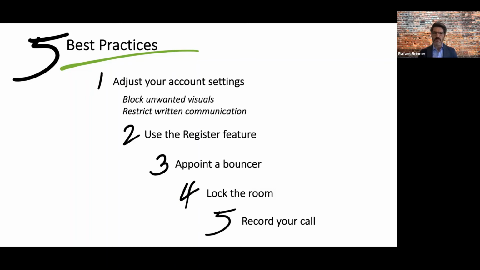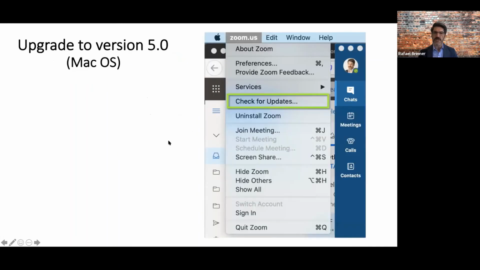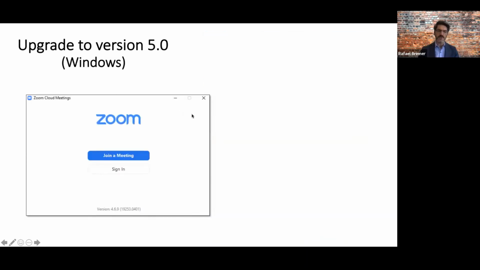What these slides are actually showing, for instance, to upgrade to the latest version 5.0 on a Mac when you're in the Zoom program, just pull down your zoom.us menu and choose check for updates. And if you're on a PC, you'd start Zoom and just click on join a meeting, or first check your version that's down at the bottom of that dialog. And if it's not 5.0, even if you're not invited to a meeting, just click on join a meeting.